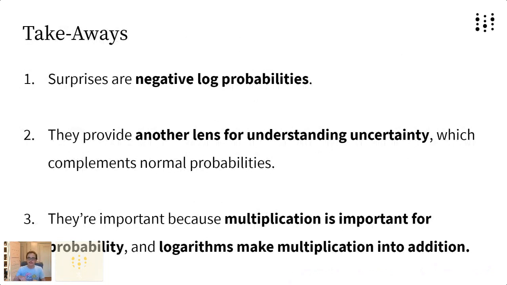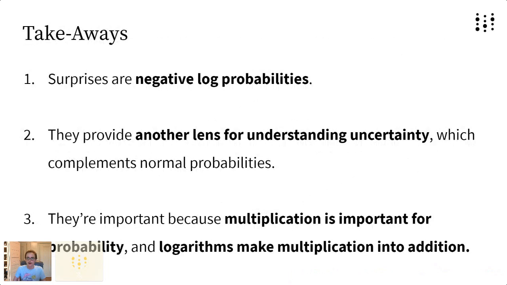Some things that are really easy to understand with surprises are a lot harder to understand or to see with probabilities. And then vice versa. Some things, like taking an average, are actually kind of hard with surprises, but really straightforward with probabilities. So it's not necessarily that one is better or worse than the other. It's just that they are both useful perspectives.